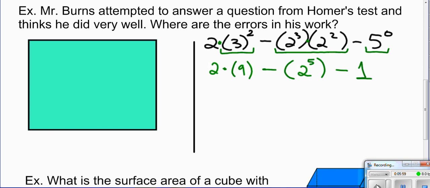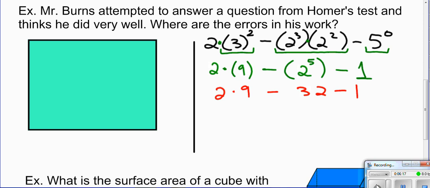2 to the power of 5, I'm going to get a value of 32. Let me double check. Yeah, 32. So we have 2 times 9 minus 32 minus 1. Okay, exponents are gone. Now I have some multiplication and I have some subtraction. So we're going to multiply first, and we get 18, take away 32, take away 1.